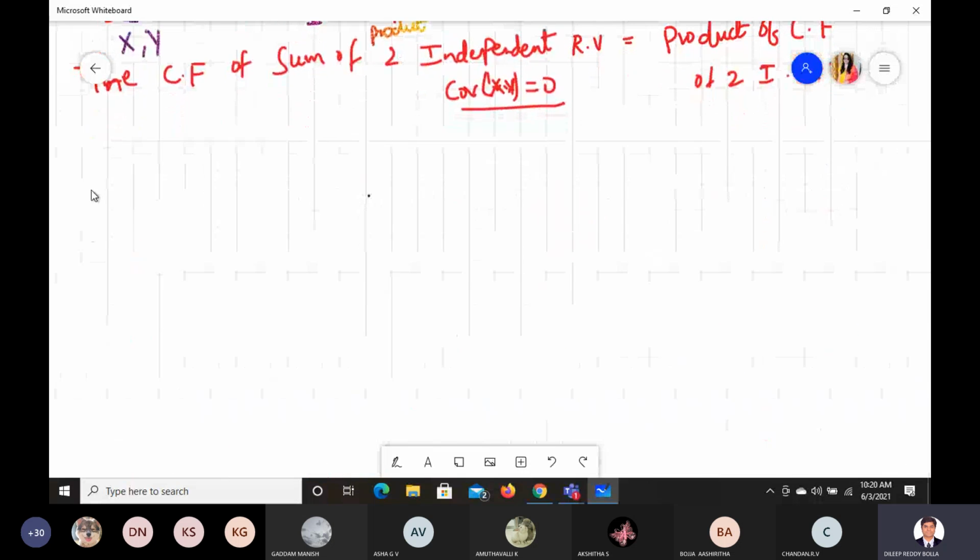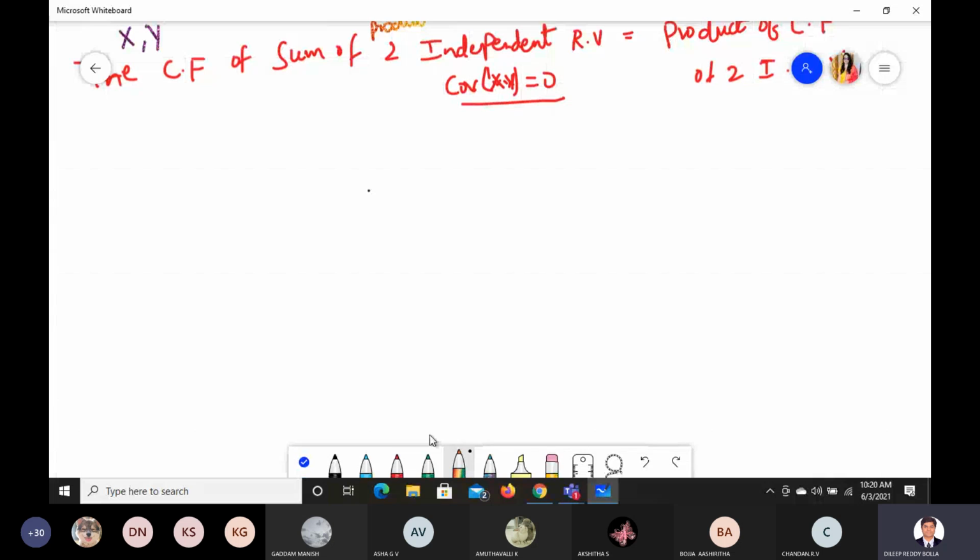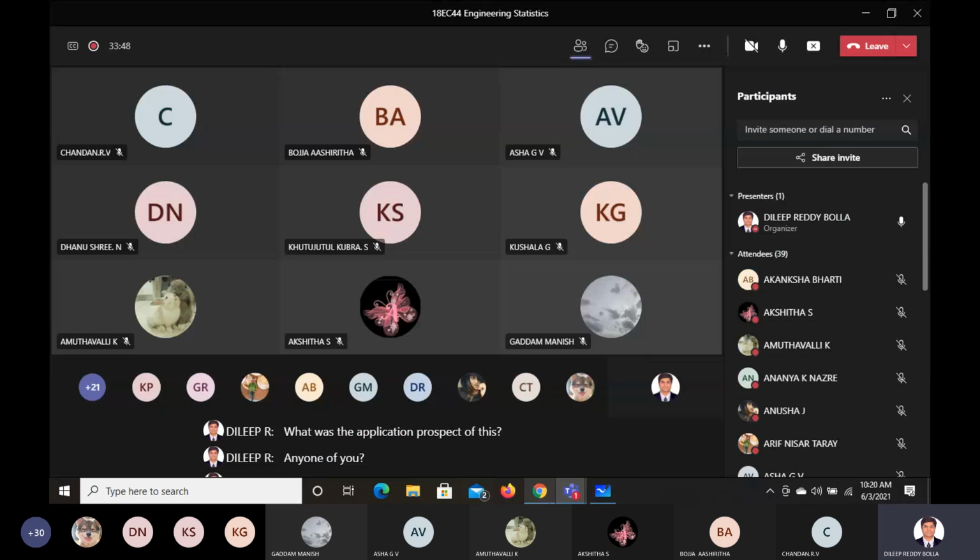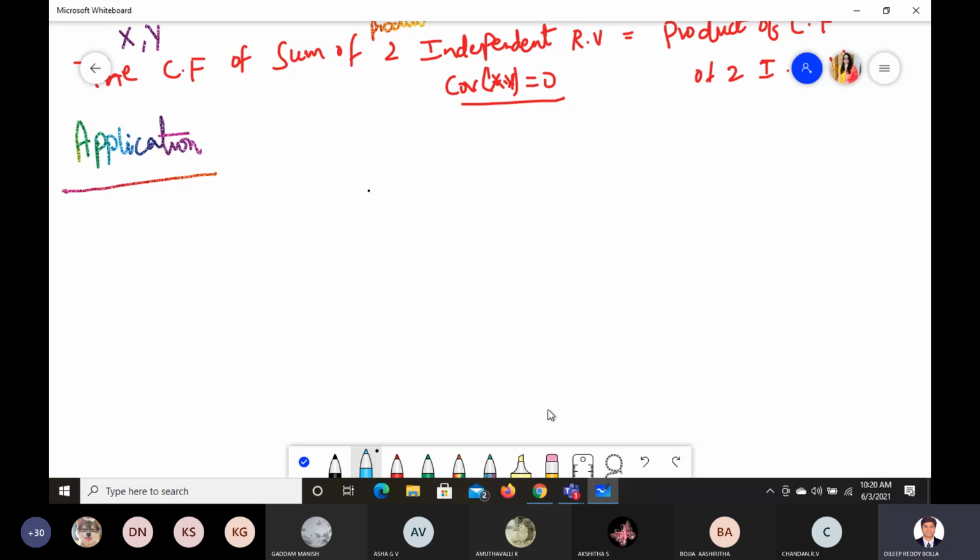Okay, this is what we have seen. And what is the application of this? I'm asking you, what is the application perspective of this? Any one of you? Anyone? Hello? You can just think and try.